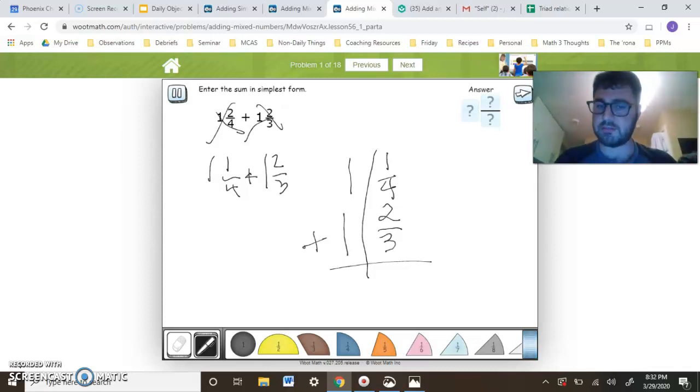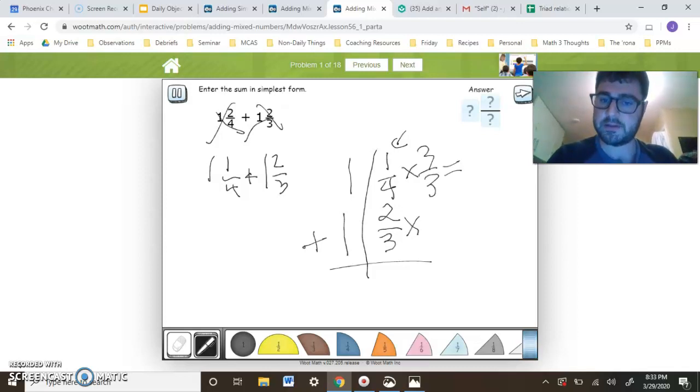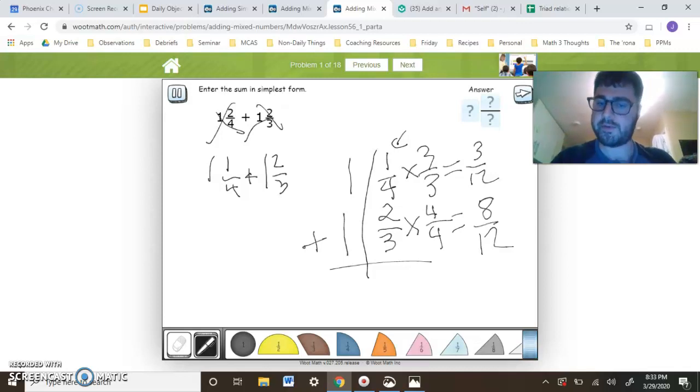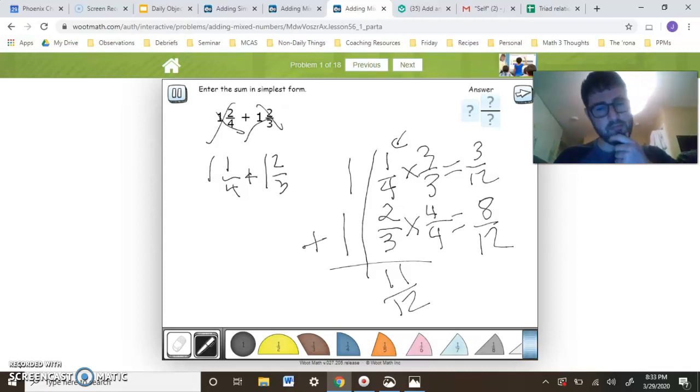And now what we're going to do is add these together. Now, the first place we're going to start is our fraction there. 1/4 and 2/3. Now we remember from before, times 3/3. This now equals 3/12. And times 4/4, which equals 8/12. What do I do next? That's right, combine these together, 11/12. Am I done? ¿Está terminado?